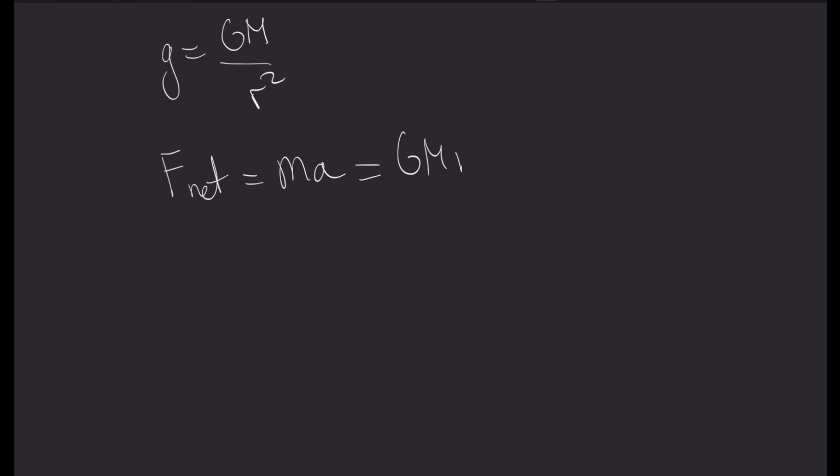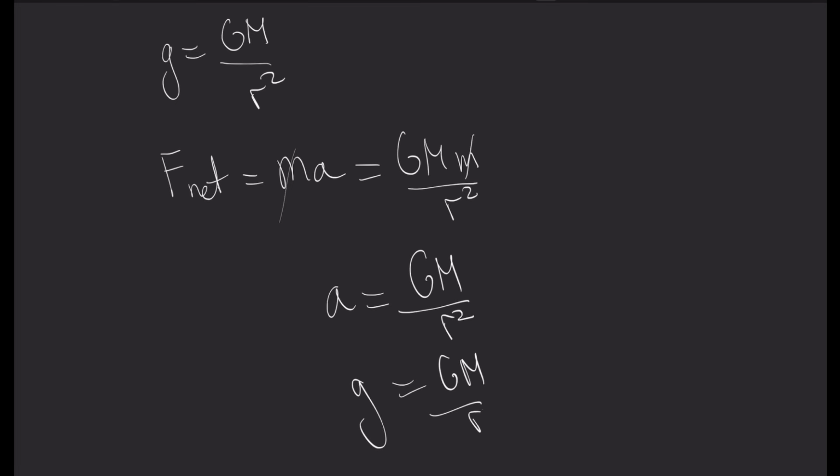One for Edexcel, but you need to be able to derive gravitational acceleration being GM over r squared. The way we derive this is by setting the net force, which is ma, to be the gravitational force, which is GMm over r squared. Those cancel out. a is GM over r squared, which is basically our gravitational acceleration.